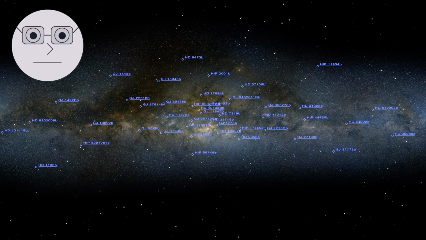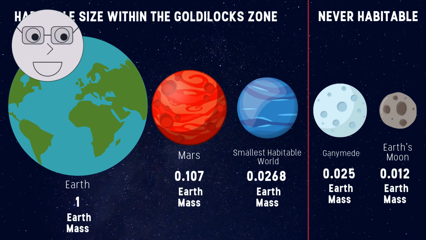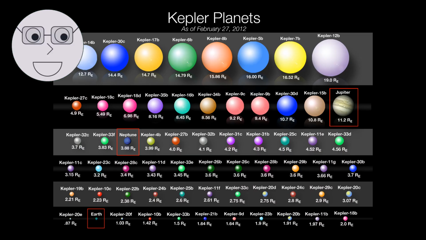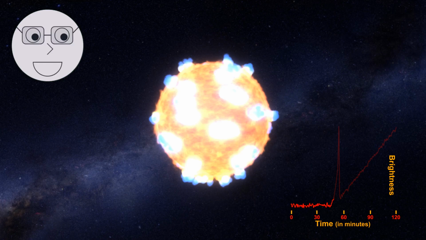Animation of the Milky Way galaxy. One approach is to look for planets in the habitable zone of their host stars. This is the region where temperatures are just right for liquid water to exist on the surface. Animation of a planet in the habitable zone. The Kepler Space Telescope has discovered thousands of exoplanets, including many in the habitable zone. Animation of the Kepler Space Telescope.